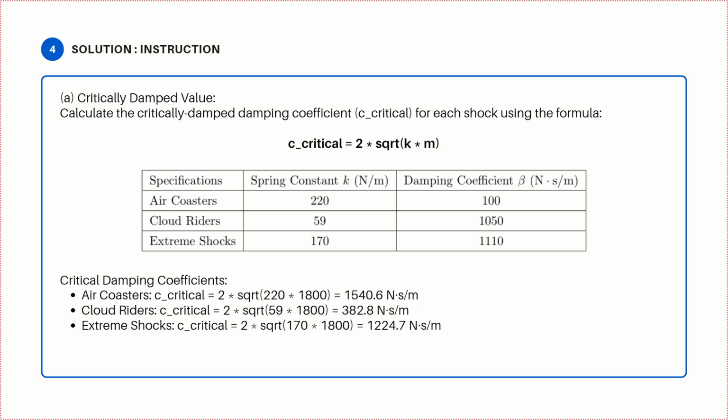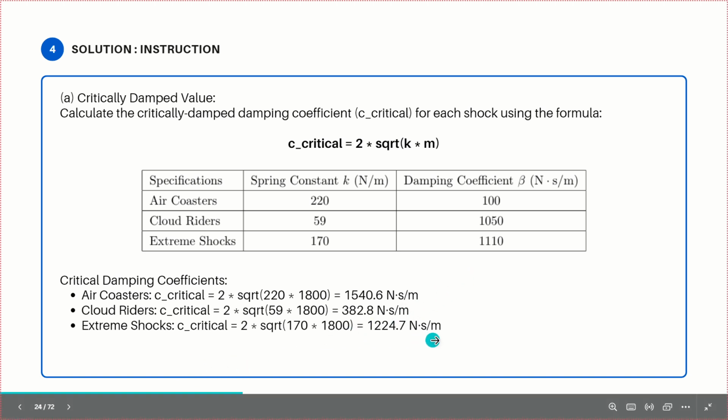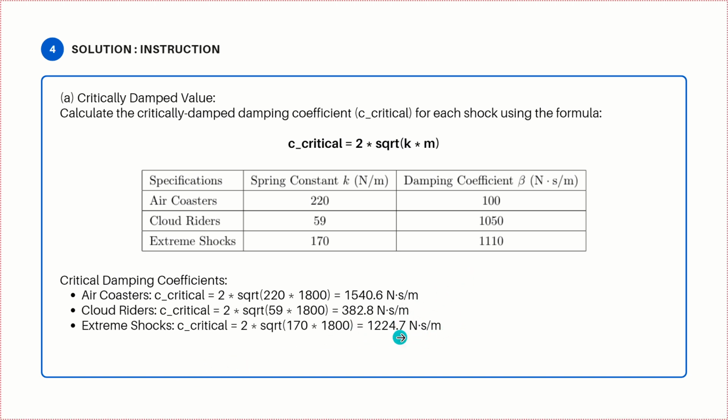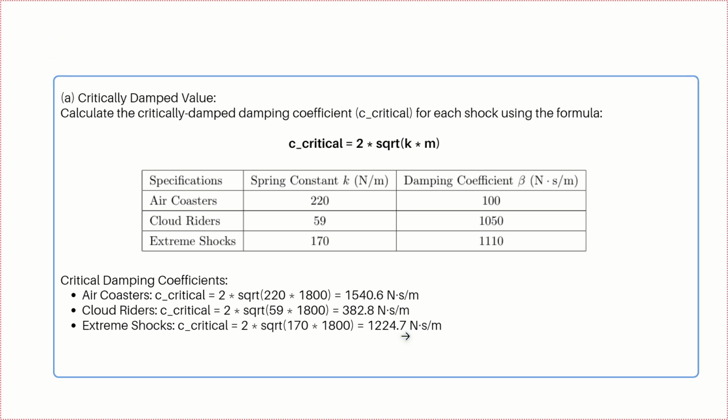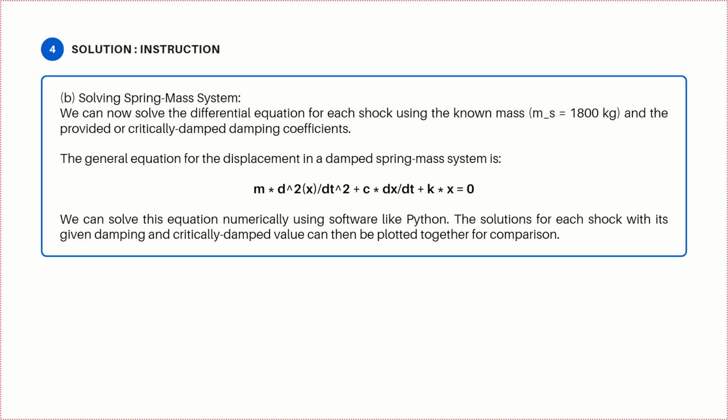For objective A, we have to calculate the critically damped damping coefficient for each shock using the formula C critical equals 2 times the square root of K times M. After we calculated the C critical values, we have for the Air Coasters 1540.6 newton seconds per meter, for the Cloud Riders 382.8 newton seconds per meter, and the Extreme Shocks are at 1224.7 newton seconds per meter.